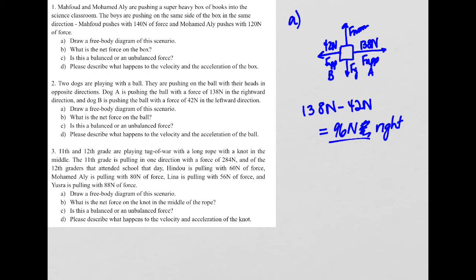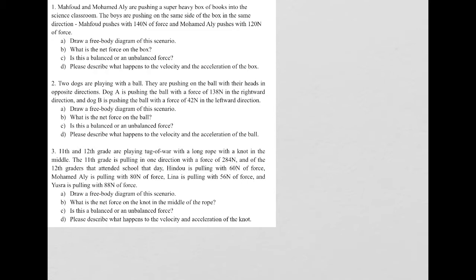All right, number 3 says 11th and 12th graders are playing a tug of war with a long rope, with a knot in the middle. The 11th grade is pulling in one direction with a force of 284 newtons. So for A, we're going to have to draw a free body diagram, so we might as well do that now. The 11th grade is going to be pulling to the right with 284 newtons.